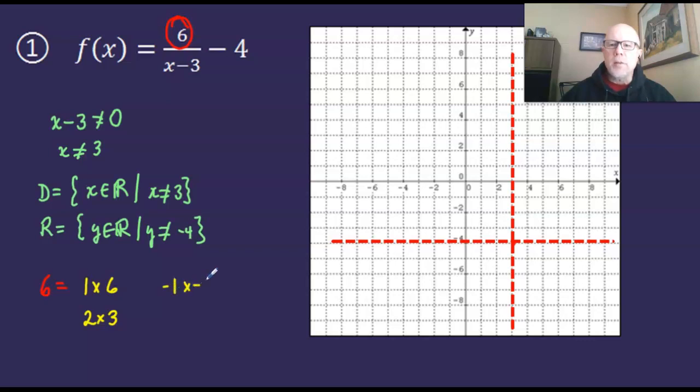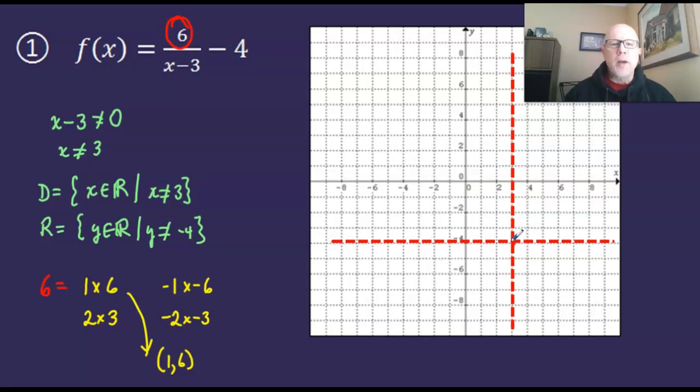So negative 1 times negative 6 and negative 2 times negative 3. And once again, we could have rewritten them as -6 times -1 and -3 times -2. Now, how do we use these values or these pairs of factors to find points that belong to our function? Well, think of this first pair of factors, 1 times 6, as a pair of coordinates. So in other words, 1 times 6 can be thought of as 1 comma 6, but not relative to the original origin, rather relative from the new origin. That is where the asymptotes meet.